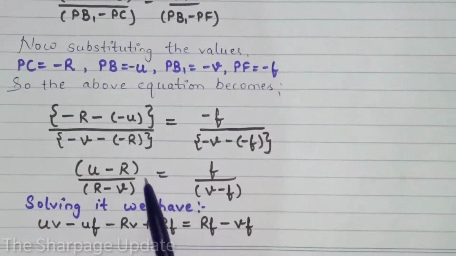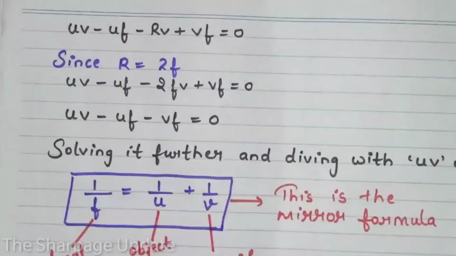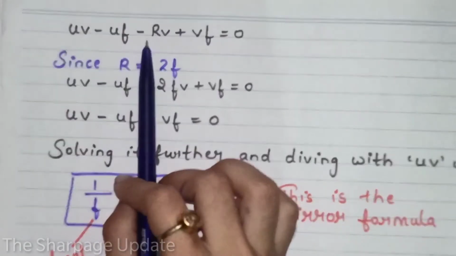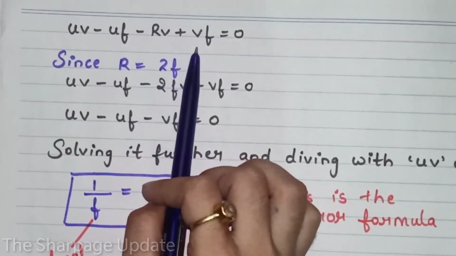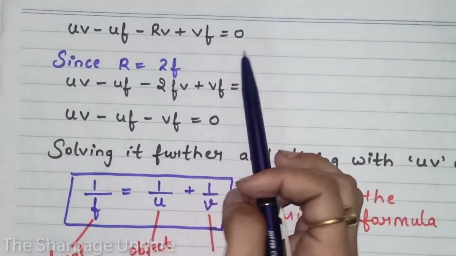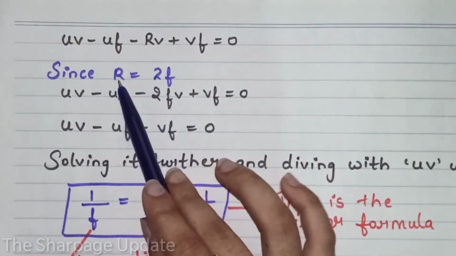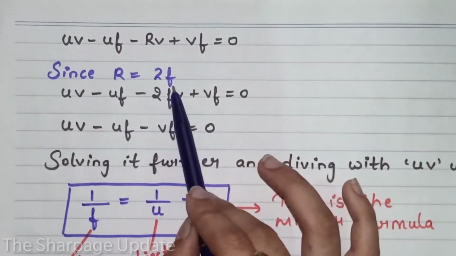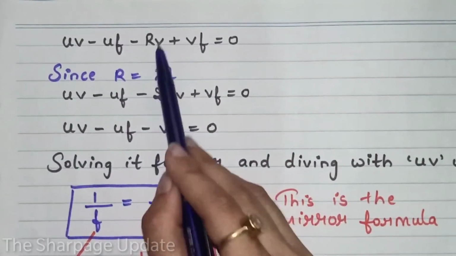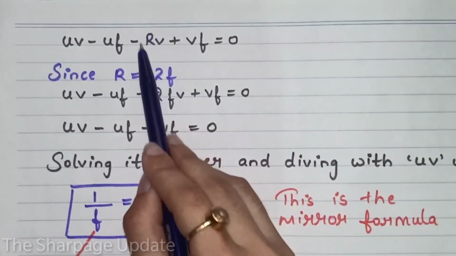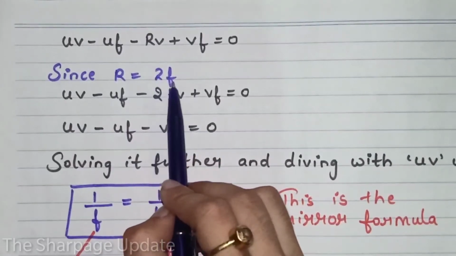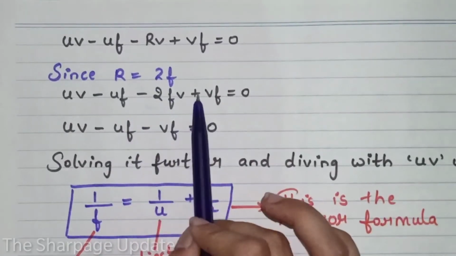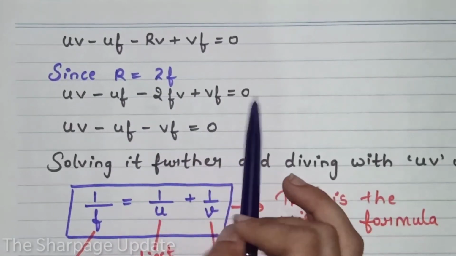After cross multiplication, we get this equation. So now the equation is uv minus uf minus rv plus vf is equal to 0. Students, as we already know, the radius of curvature is equal to 2 times the focal length. So in place of r, meaning radius of curvature, we can place this value 2f. So uv minus uf minus 2fv plus vf is equal to 0.